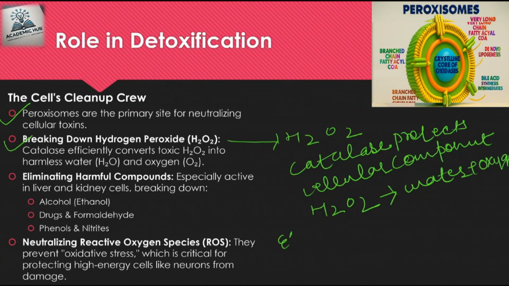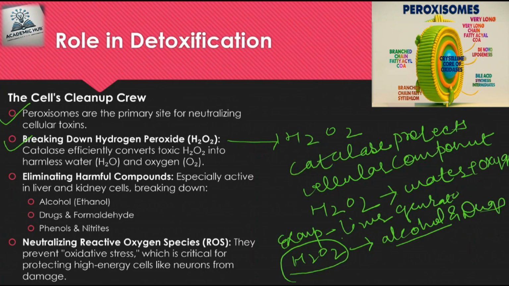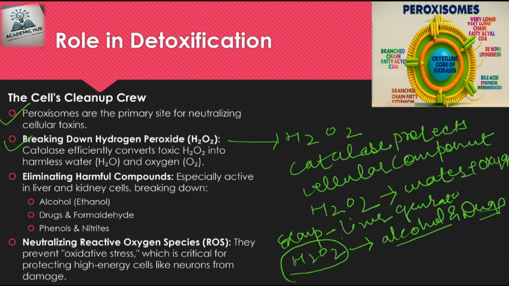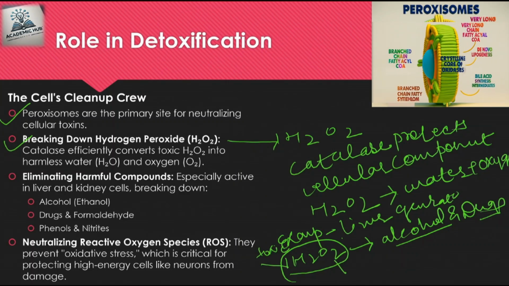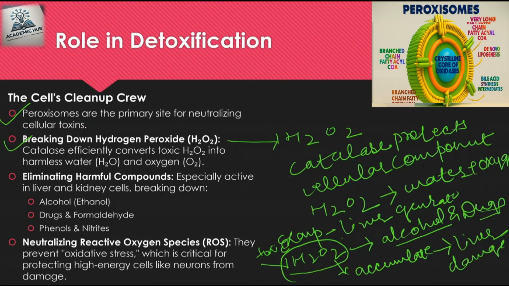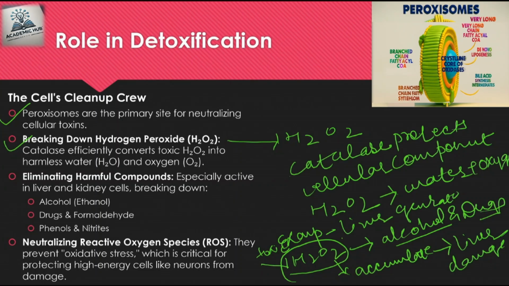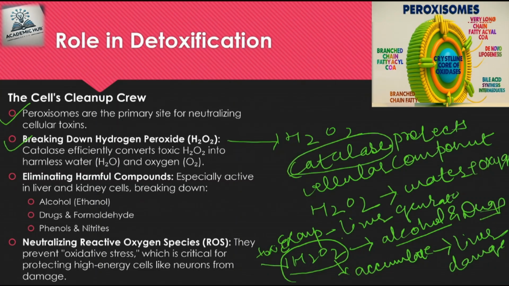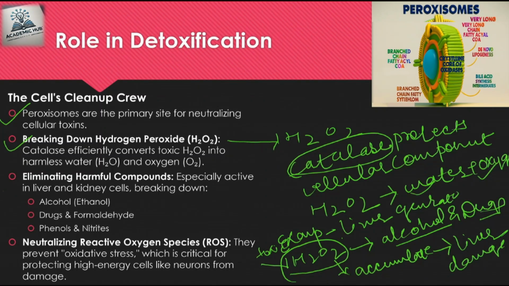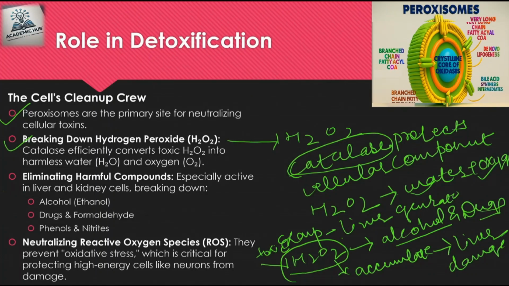For example, the liver generates H2O2 by breaking down alcohol and drugs. Without peroxisomes, toxic H2O2 would accumulate, leading to liver damage. So this is about how hydrogen peroxide is broken down by the enzyme catalase into harmless components, water and oxygen. So this is about the breakdown of the toxic product H2O2.